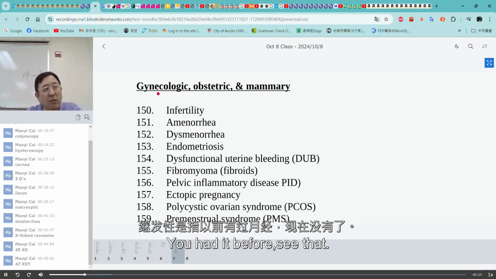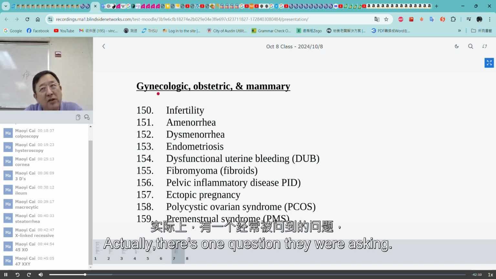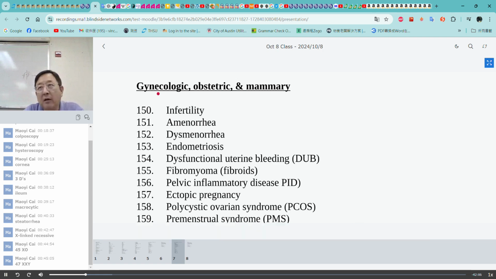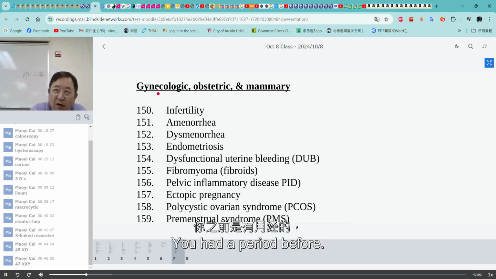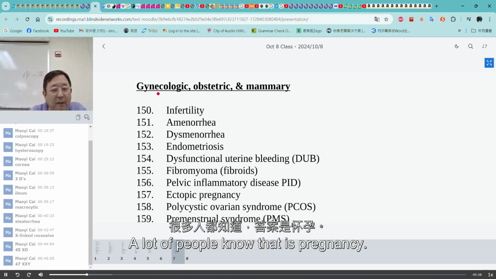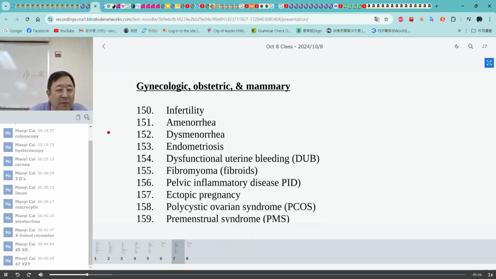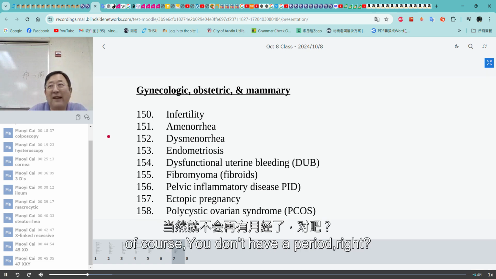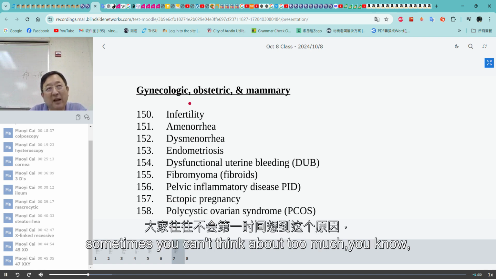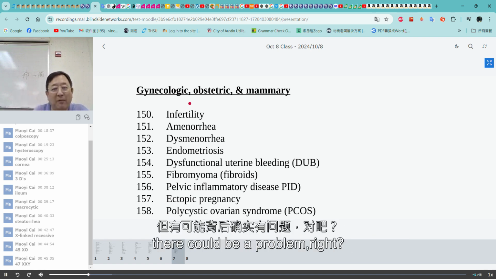There's one question they ask: what is the most common cause of secondary amenorrhea? You had a period before, and all of a sudden, no period. The most common cause, a lot of people know, is pregnancy. If you're pregnant, of course, you don't have a period. But sometimes you can't think about it too much, that could be a problem.